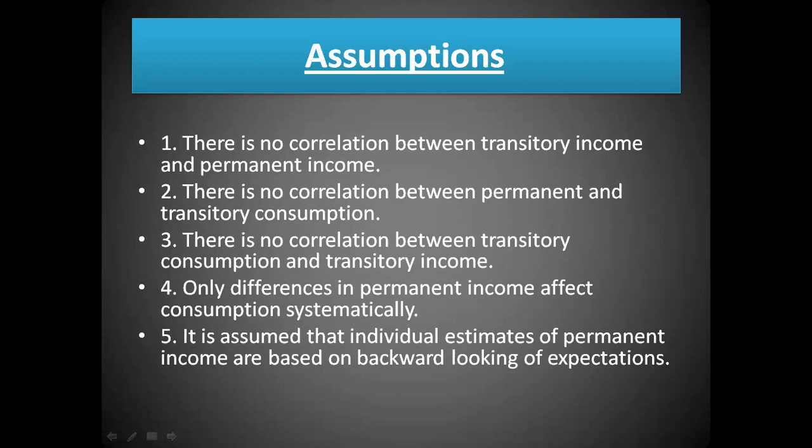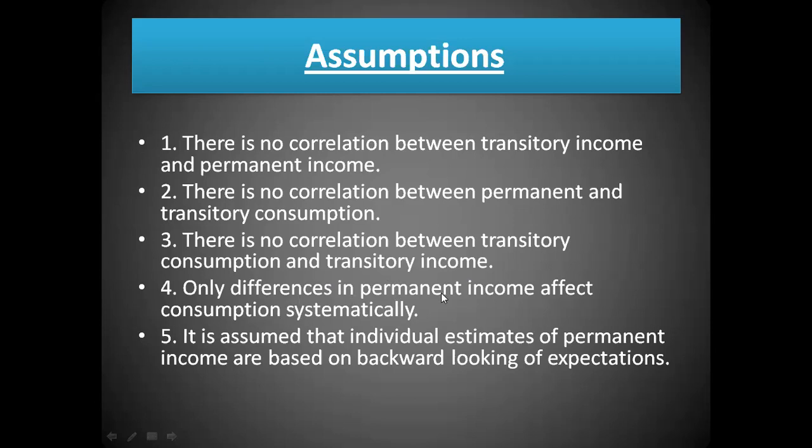ठीक है? So there is no correlation between the permanent and transitory consumption, and there is no correlation between the transitory consumption and transitory income. हमारी जो transitory consumption होती है वो हमारी transitory income के साथ भी मूव करती है. Let's say my transitory income जो है वो 10% इंक्रीज हुई है, तो उस 10% इंक्रीज से मेरी ट्रांजिटरी कंजम्पशन 10% इंक्रीज होगी, ये भी कोई कंफर्म नहीं है. तो देयर इज नो कोरिलेशन बिटवीन द ट्रांजिटरी इनकम एंड ट्रांजिटरी कंजम्पशन.